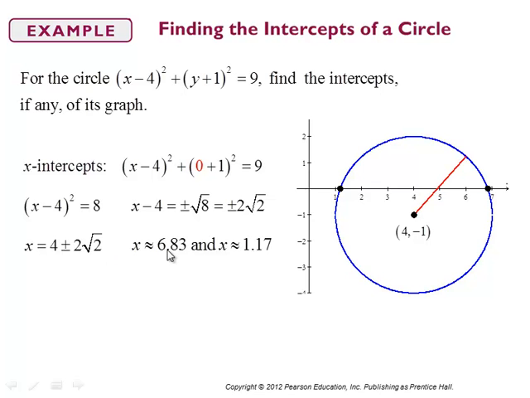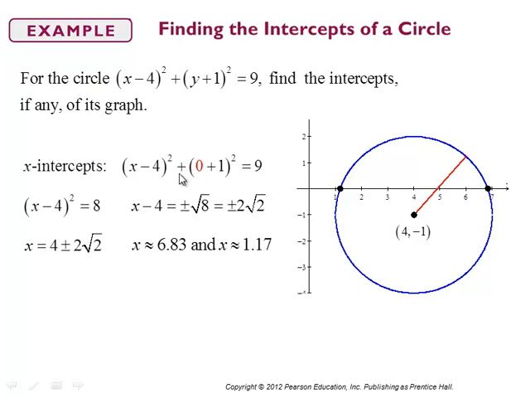the x intercepts. Now, if you take 4 plus 2 root 2, that gives you a decimal of about 6.83, which is this point right there on the graph. And if you take 4 minus 2 root 2, you get a decimal of approximately 1.17, which is this point right here. Now, notice that there aren't any y-intercepts.